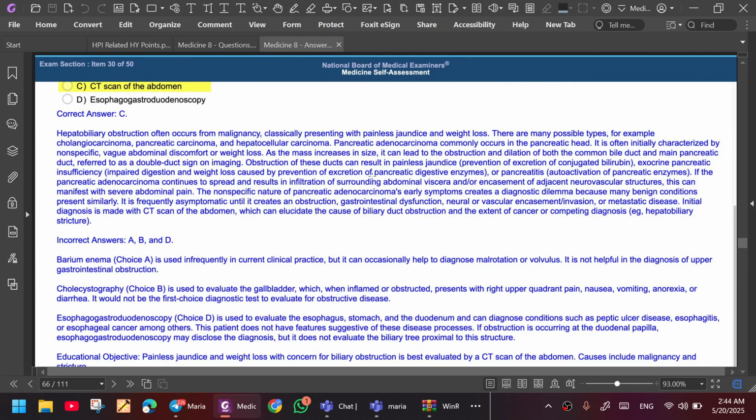It is not cholecystography, which is used to evaluate the gallbladder, which, when inflamed or obstructed, presents with right upper quadrant pain, nausea, vomiting, anorexia, or diarrhea. It will not be the first choice diagnostic test to evaluate for obstructive disease. It's not esophagogastritis.